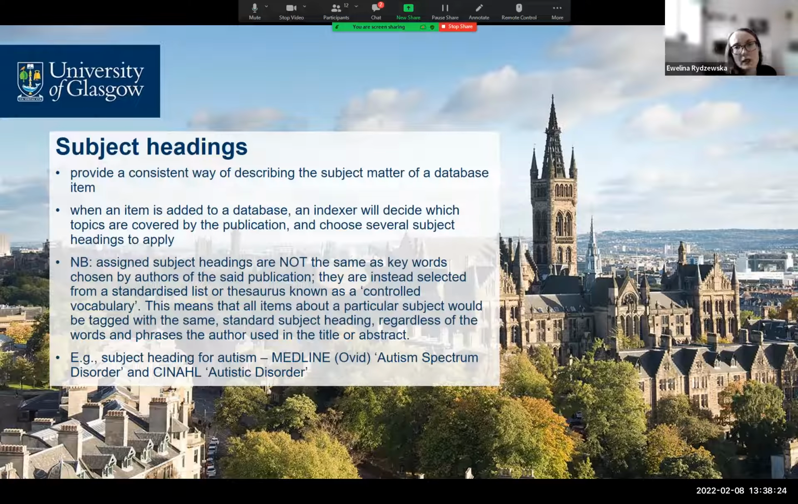There's also something that's called subject headings that you could include in your search strategy.